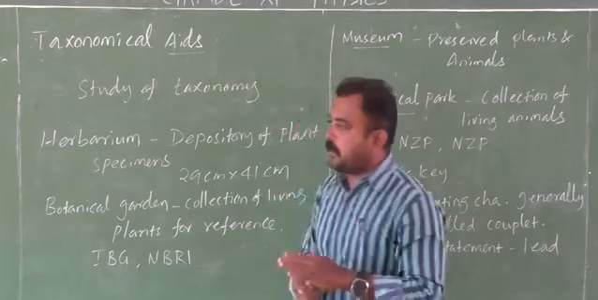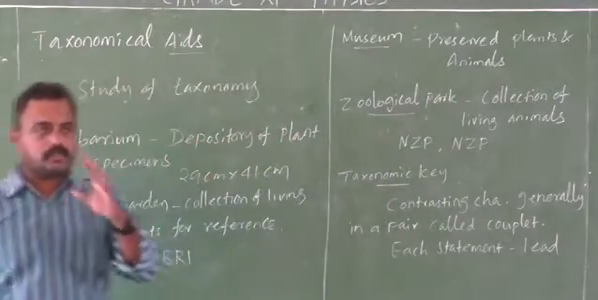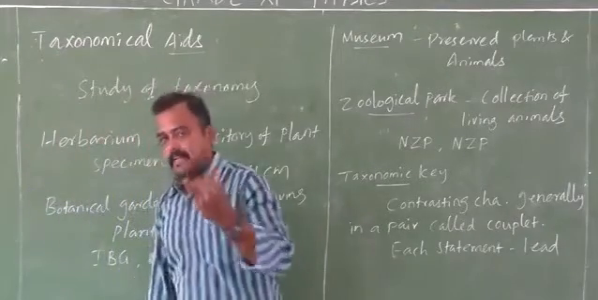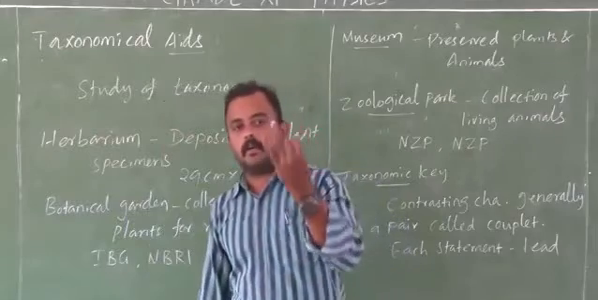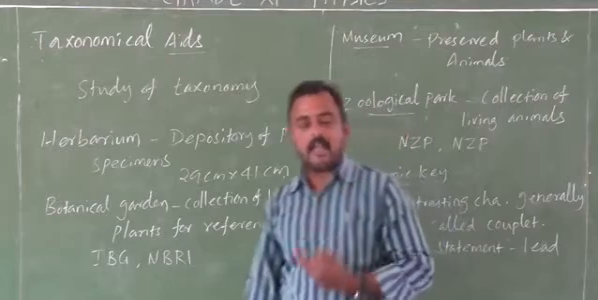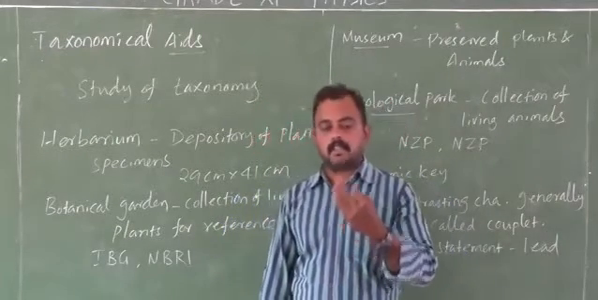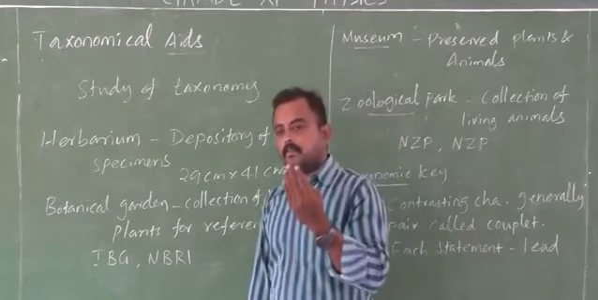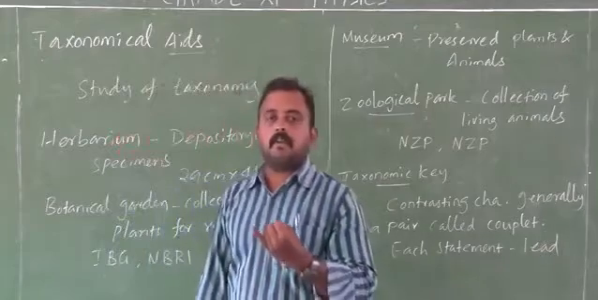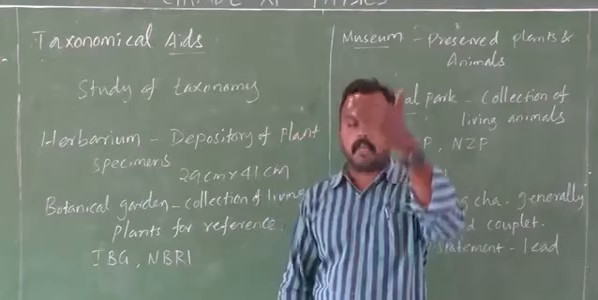The next, what are all the things we need to write in the herbarium sheet? That means date, then locality of the species, next collector name, who is going to collect the species, that collector name, the next which family it is, and next scientific name, local name, English name. So these are all the things we should write in the herbarium sheet.